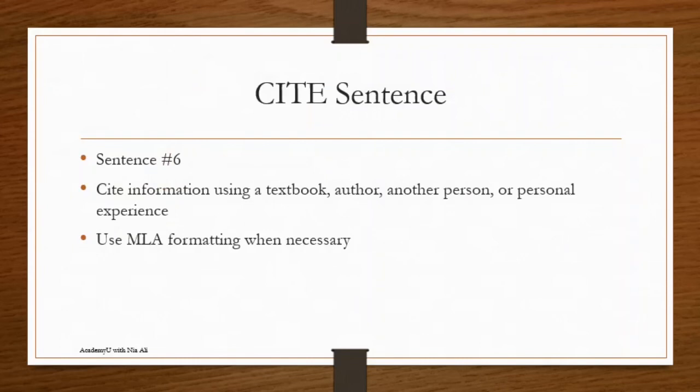Cite sentence. All right, skip down 2 lines in your Cornell notes. You already know what to do. You're going to go back up to where I have already given you that cite information, and you're going to copy that information and or draw lines from that information to this next section in your Cornell notes. This cite sentence is sentence number 6.